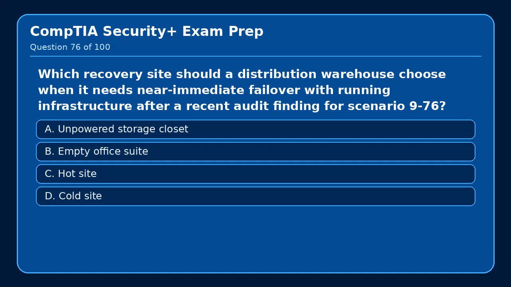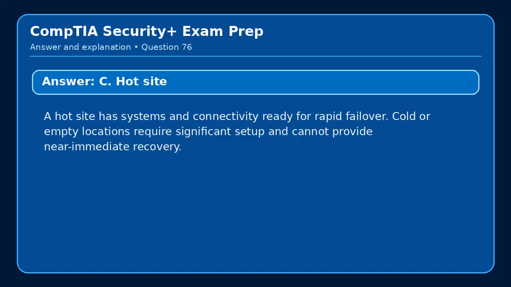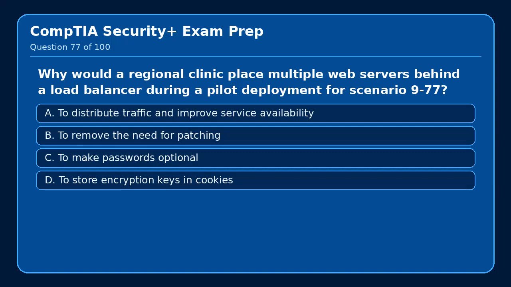Question 79. How should a school district secure infrastructure as code templates before deployment as part of the risk reduction project for scenario 9-79? A. Hardcode secrets in templates. The answer is E. Scan templates for misconfigurations and require code review. IaC scanning and review catch insecure settings before they become live infrastructure. Unreviewed deployments, hard-coded secrets, and no version control increase cloud risk.